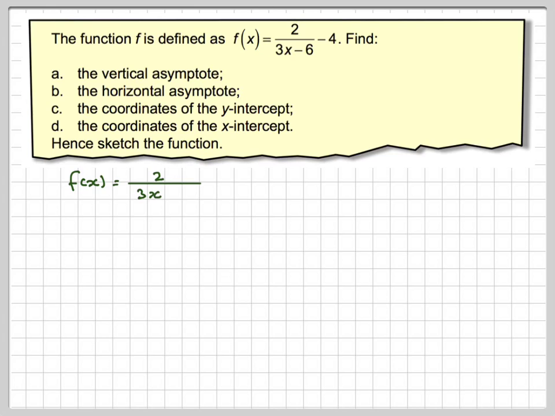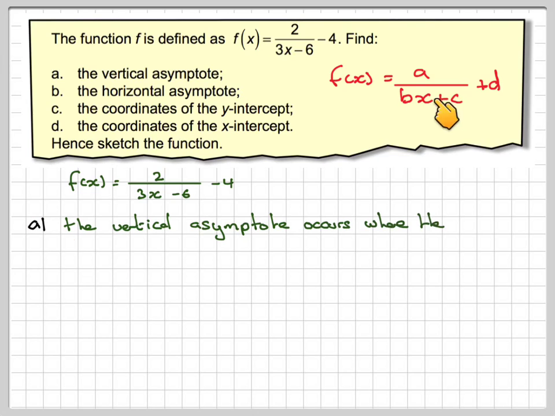So, writing down the function, f(x) = 2 over (3x - 6), minus 4, and the general form of a rational function is a over (bx + c), plus d. Right, the vertical asymptote occurs when the denominator is equal to 0, because you cannot divide by 0. Therefore, the function is not defined at that particular moment. So we take the denominator, 3x - 6, put it equal to 0, and then solve that linear equation.